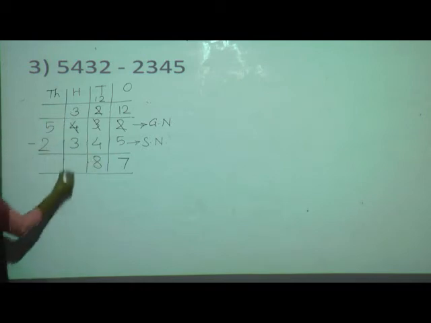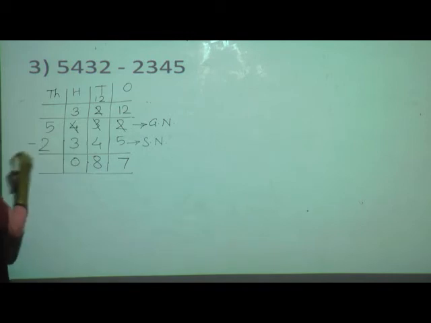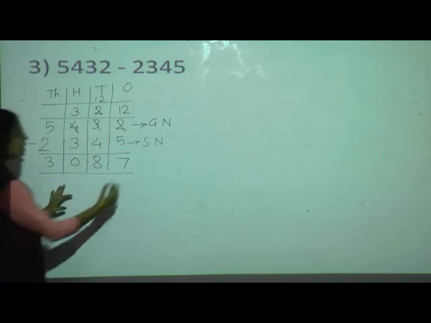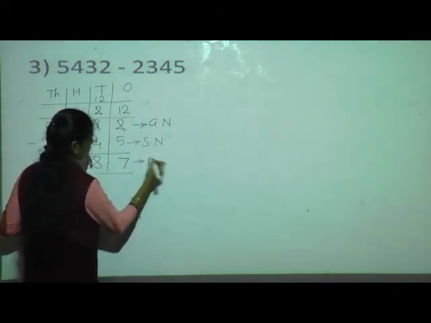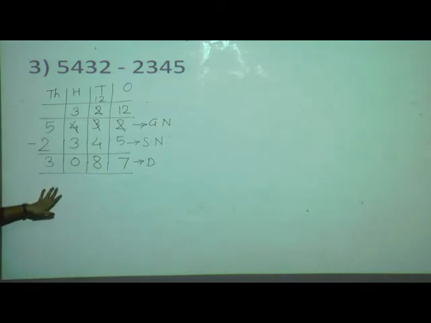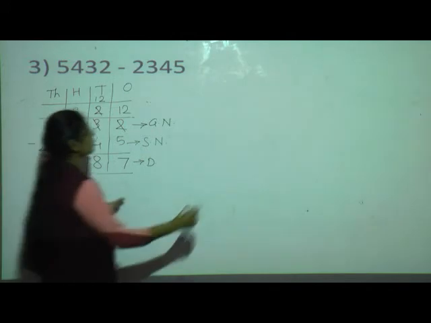Okay. Now see the hundreds place. 3 minus 3, 0. And at thousands place, here 5 is there, here 2 is there. 5 minus 2 is equal to 3. Now this is the difference. Okay. D means difference. Now what we have to do? We have to check our answer by addition. So here we will check.